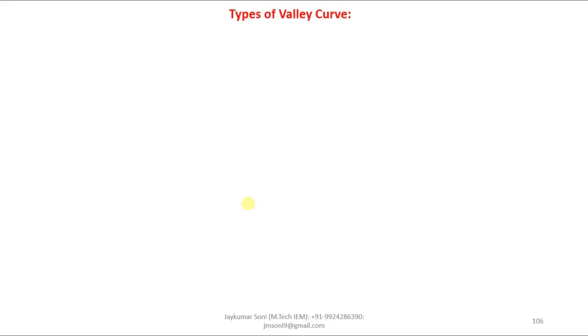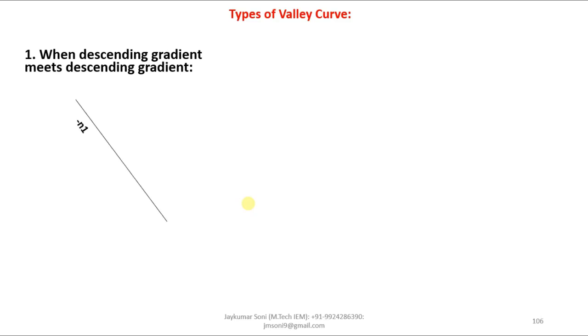Now let us discuss about the types of valley curve. The types of valley curves can be divided into four major categories. First is when the descending gradient meets the descending gradient. Let us take this is the first gradient. It is in this descending direction, so it is called as minus n1. And if this minus n1, which is the descending gradient, meets another gradient which is also in the descending direction, which is minus n2, so the curve which is going to be provided is known as valley curve.